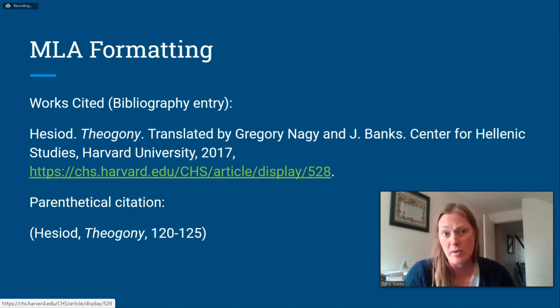I really like to use MLA formatting for something like this because MLA formatting is kind of geared towards making sure that you've got a page number or, in this case, a line number that you can draw from.